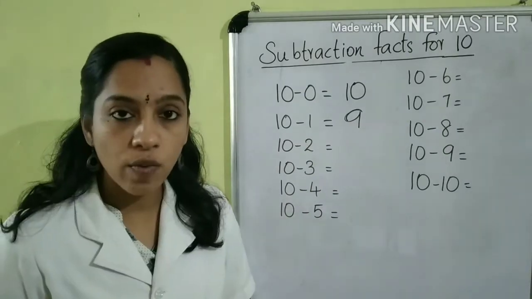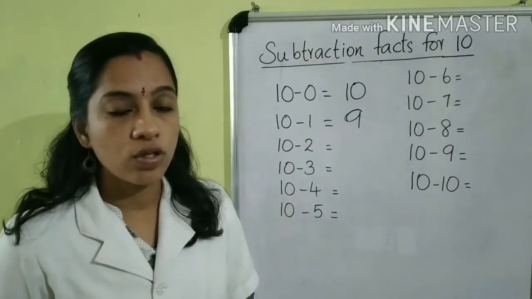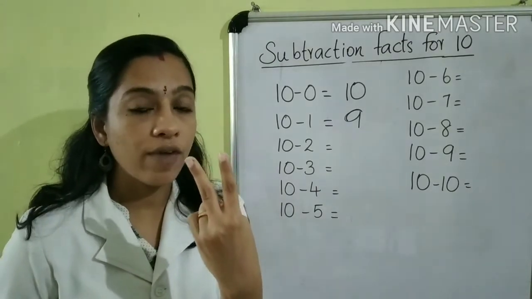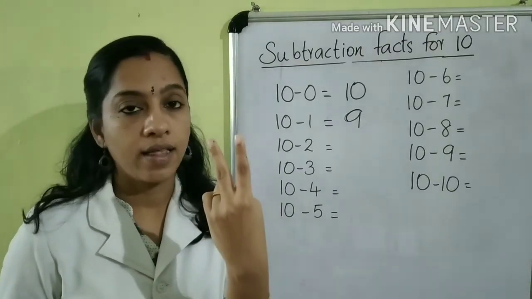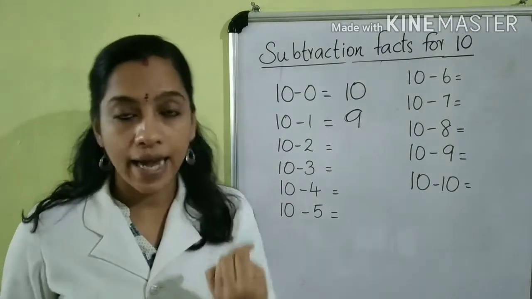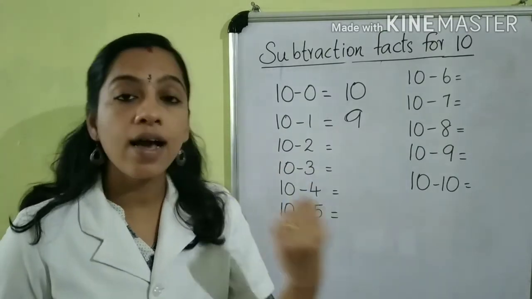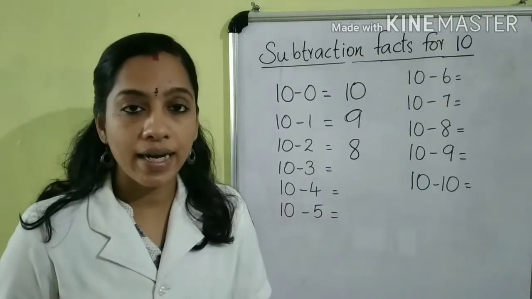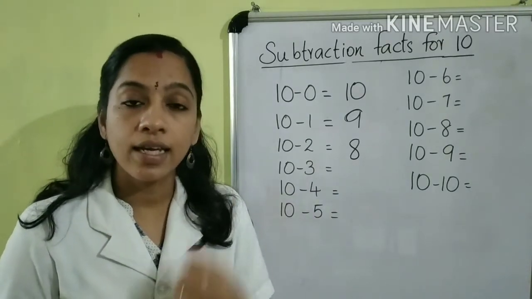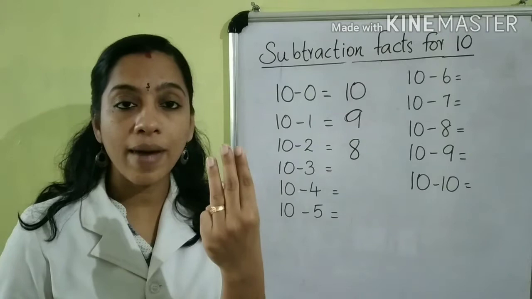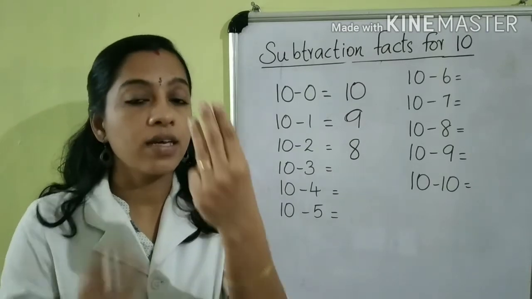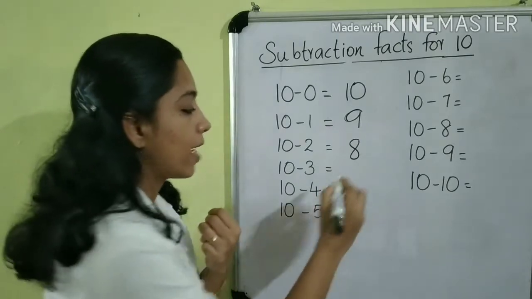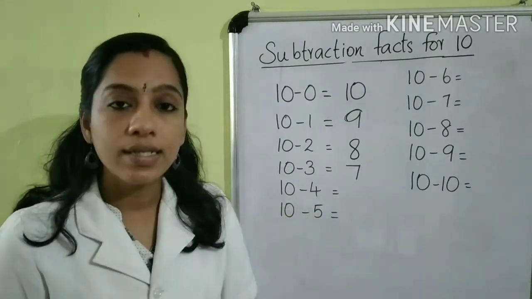The next one, 10 minus 2. So we take 2 fingers and count backward from 10. That is 9 and 8. So what will be the answer? 8. Next, 10 minus 3. So we can take 3 fingers. Then count backward from 10. That is 9, 8, 7. So 10 minus 3 is equal to 7.